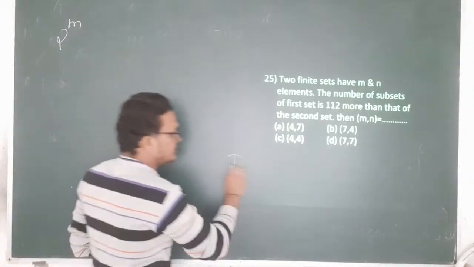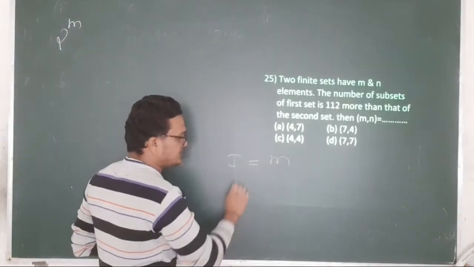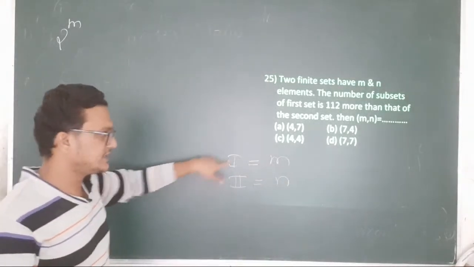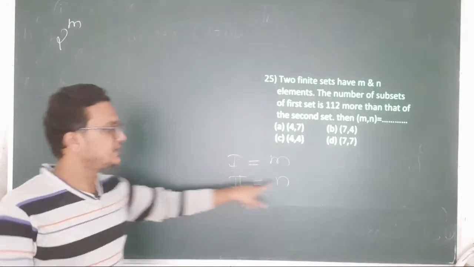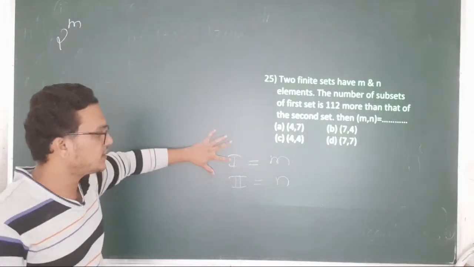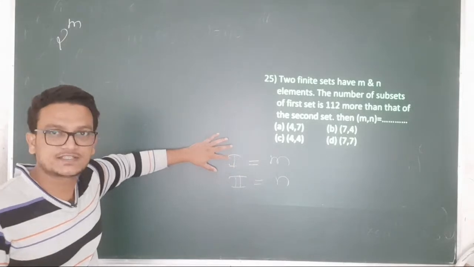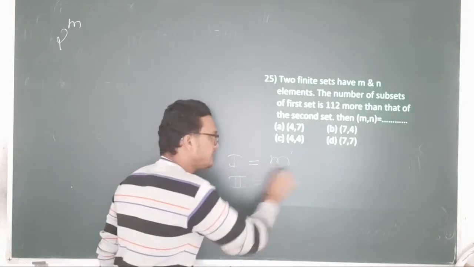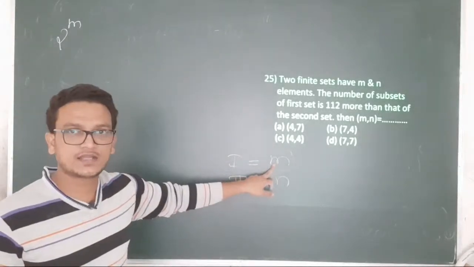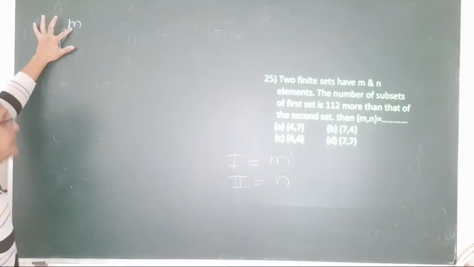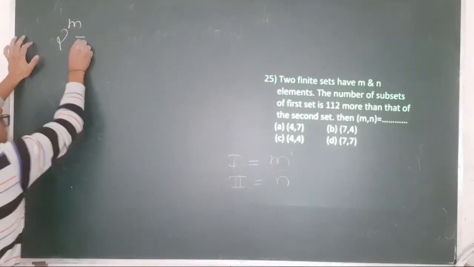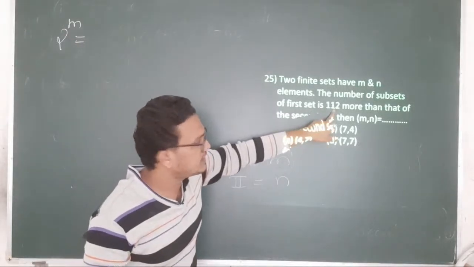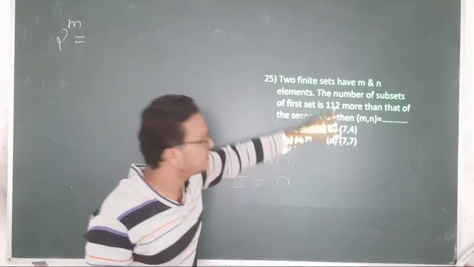First set is having m elements, second set is having n elements. Suppose you want to find the subsets of the first set, then we have the formula 2 to the power n. But here in the place of n, how many elements are there? m elements are there. So therefore I have written 2 to the power m. But this 2 to the power m is equal to what they have given? First set is equal to 112 more than the second.